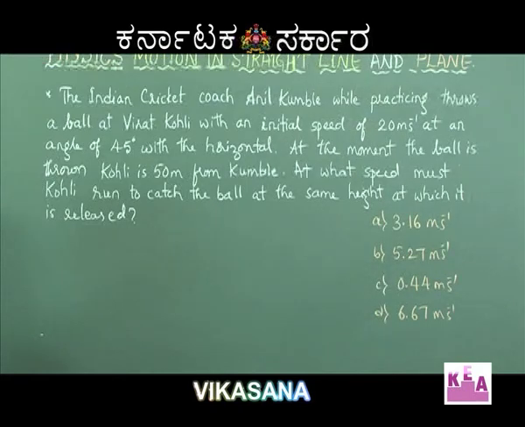Let's take an interesting question, dear students. The Indian cricket coach Anil Kumble, while practicing, throws a ball at Virat Kohli with an initial speed of 20 meters per second at an angle of 45 degrees with the horizontal. At the moment the ball is thrown, Kohli is 50 meters from Kumble. At what speed must Kohli run to catch the ball at the same height at which it is released? Options: 3.16 meter per second, 5.27 meter per second, 0.44 meter per second and 6.67 meter per second.